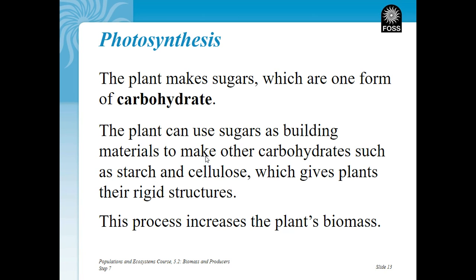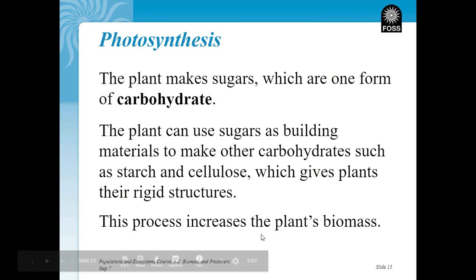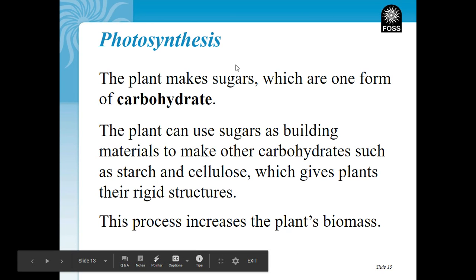So really the plant is actually making food for itself, but it's also building itself. Kind of crazy. So notice this last line, that process, if they keep doing that, keep making extra sugars and storing them, building bigger sugars, that's what's increasing the plant's biomass.